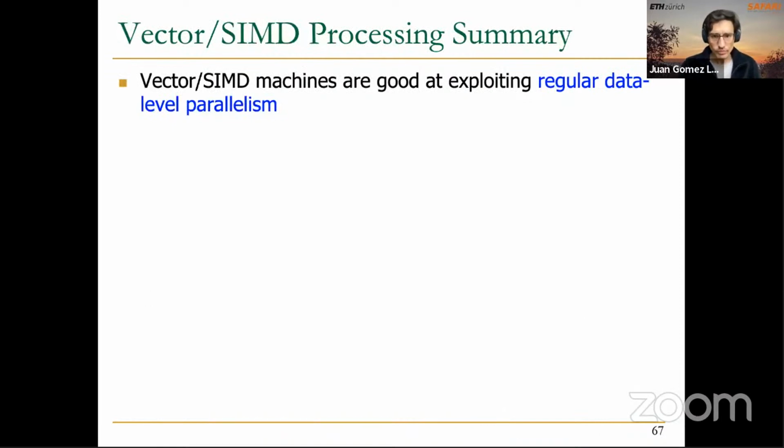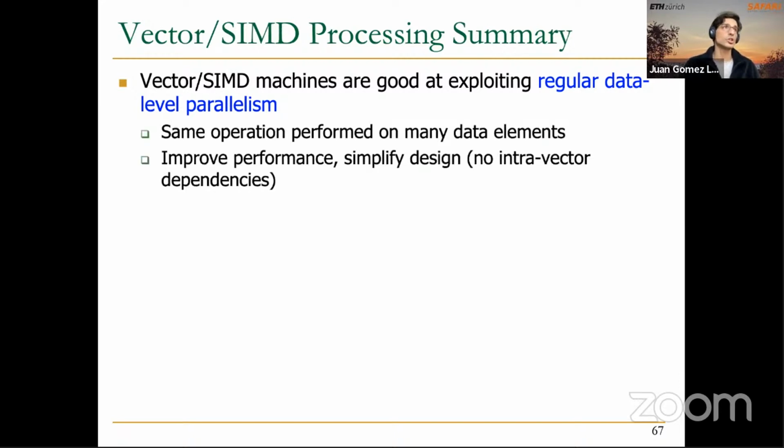Okay, we are going to start summarizing about vector processors, and then we are going to do a short break, let's say 10 minutes. I think it will be fine. Vector and SIMD machines are good at exploiting regular data level parallelism. As you know, same operation performed on many data elements.